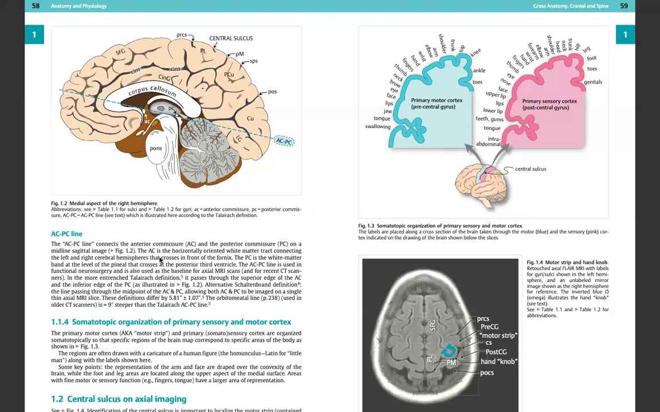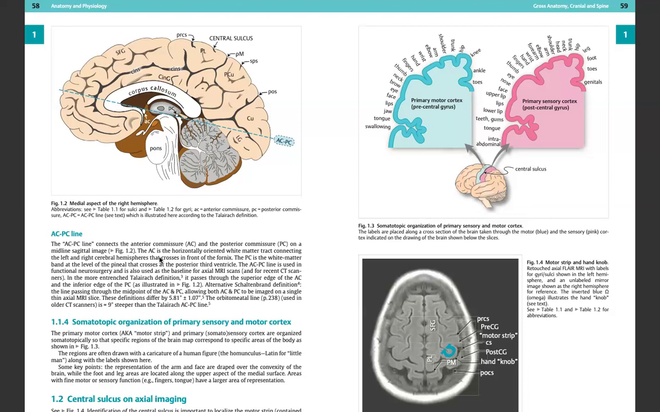The anterior commissure is a horizontally oriented white matter tract connecting the left and right cerebral hemispheres that crosses in front of the fornix. The posterior commissure is a white matter band at the level of the pineal gland, crossing at the posterior third ventricle. The anterior commissure is anterior and inferior to the pineal gland, and the posterior commissure is posterior to the third ventricle. The ACPC line is used in functional neurosurgery and as a baseline for axial MRI scans.